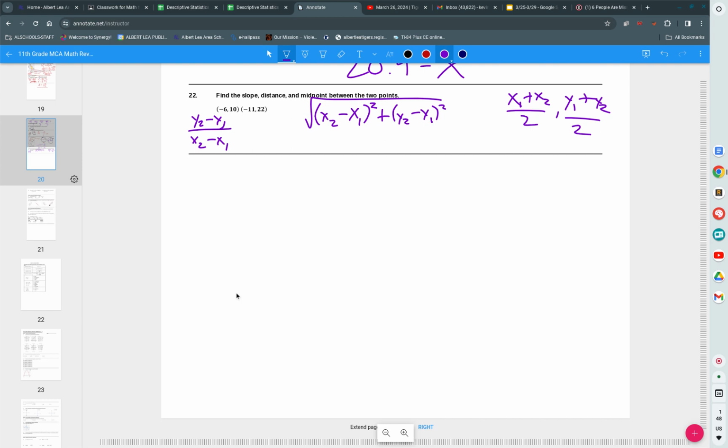But I will say, regardless, there's the ACT, and then there's also just moving forward in mathematics. These are ones you want to remember.